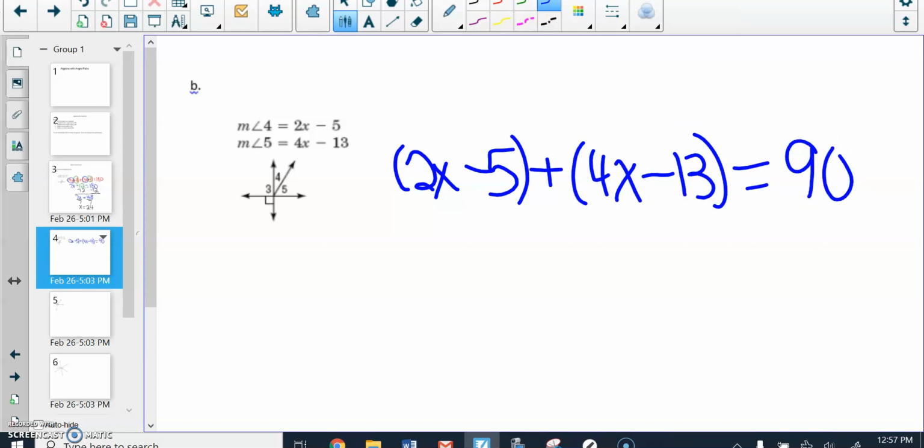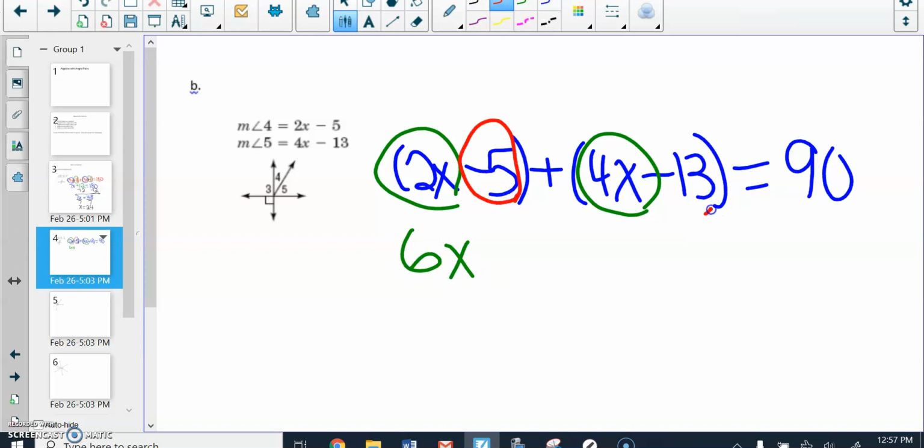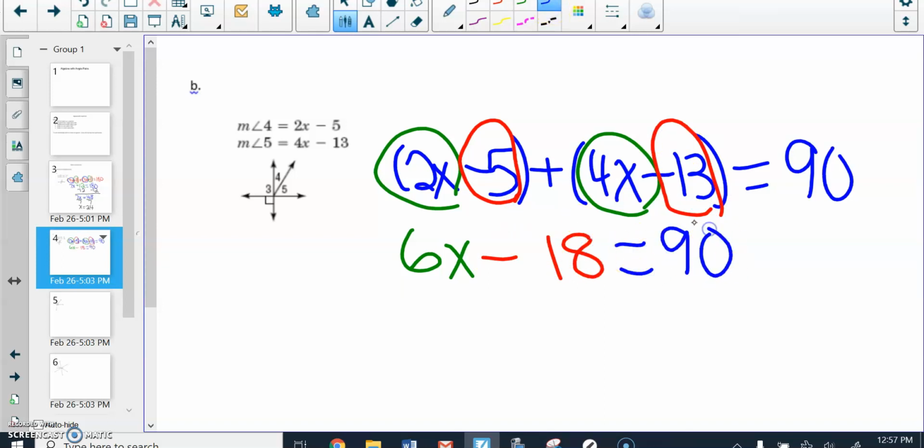And just like before, we can combine like terms. 2x plus 4x makes it 6x. Now be careful of your signs here. We have negative 5 minus 13 makes it minus 18 equals 90.